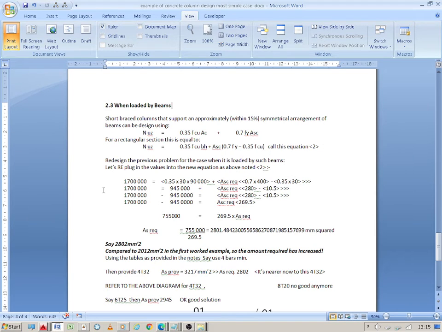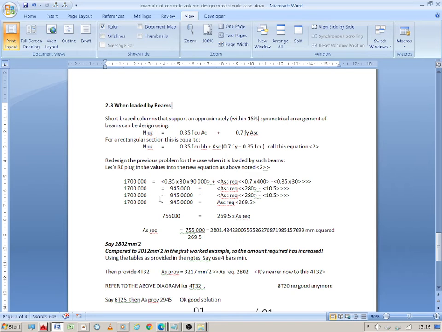So let's replug in our values into this equation. We've got 1,700,000 equals 0.35 times 30 times 90,000, which is BH. FCU is 30. ASC required times 0.7 times 400 minus 0.35 times 30. So 0.35 times 30 times 90,000 is 945,000. 0.7 times 400 is 280. 0.35 times 30 is 10.5.